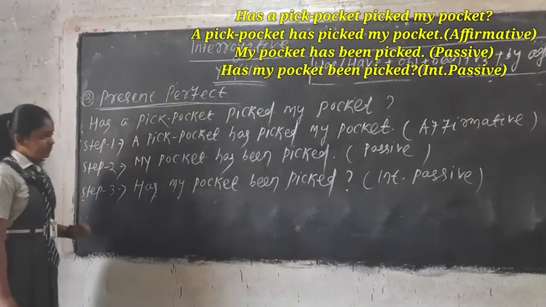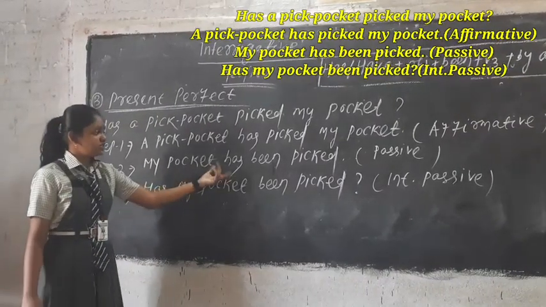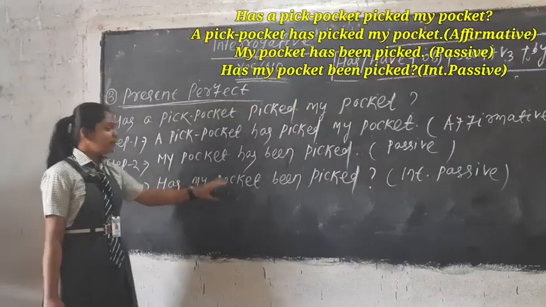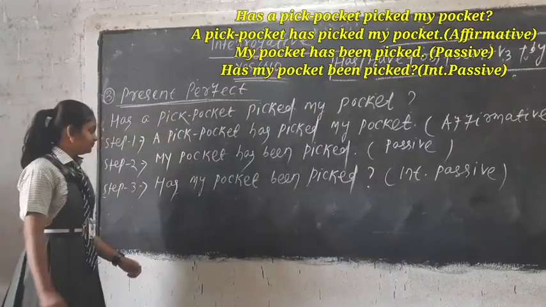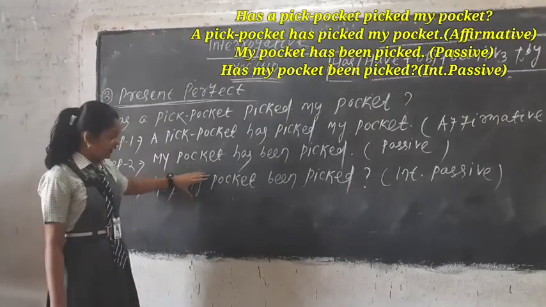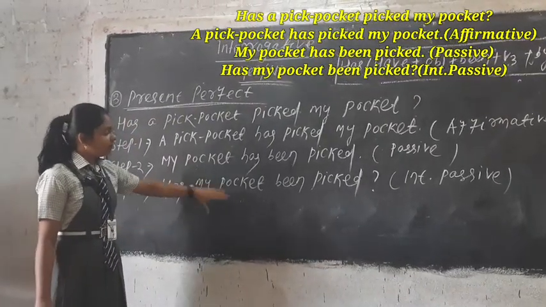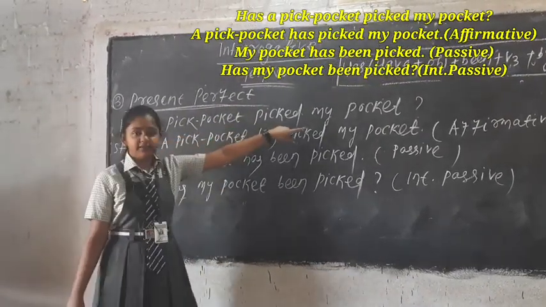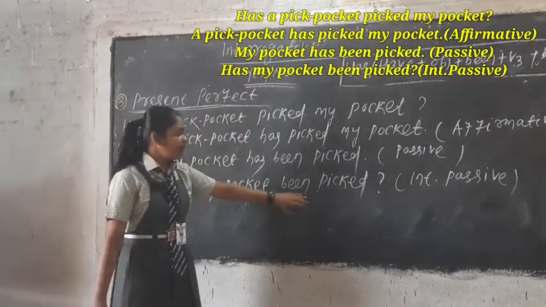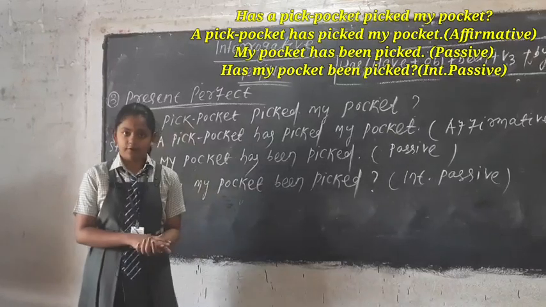Then in step 3 we need to interchange the position of the auxiliary verb and the subject. Has my pocket been picked? Here, has is the auxiliary verb, and my pocket is the object, because it was the object in the active voice; it became the subject in the passive voice. Been picked, picked is in the verb 3 form.